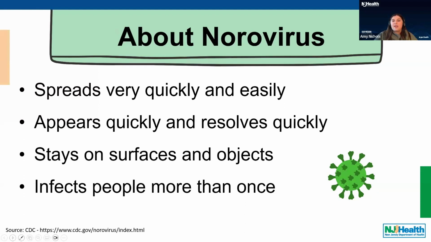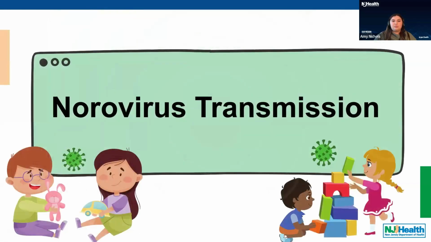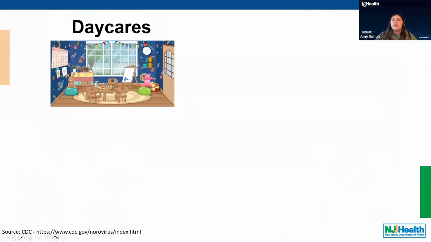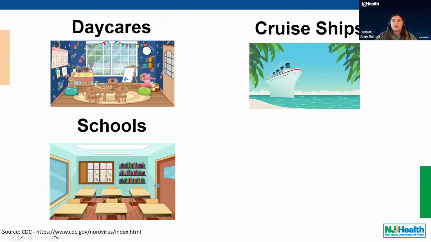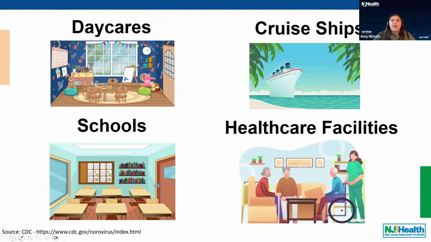Because there are so many types of norovirus that can affect us, immunity is short-lived and we can get infected many times throughout our lives. So, how does norovirus spread? Norovirus can happen in places where many people gather, like childcare centers, schools, on cruise ships, and in healthcare facilities.